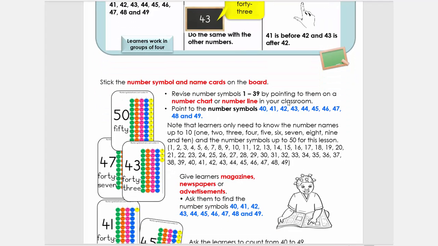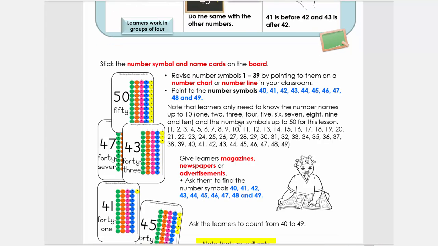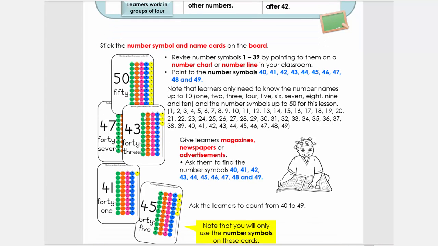Then again, we're going to revise the numbers that we did previously. And then we're going to focus on 40 to 49 by using our cards. Here again, you can see we're counting tens: 10, 20, 30, 40, 41, 42, 43.